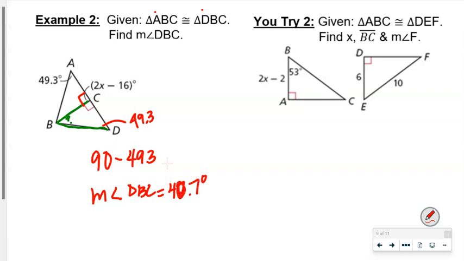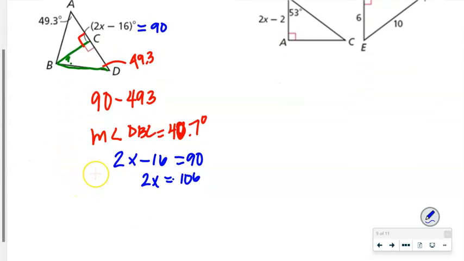All right, now I also want to talk to y'all about X, because sometimes we're going to ask you for that. So if I asked you for X, okay, then we're going to set this equal to 90, aren't we? So if we do 2x minus 16 equals 90, then we're going to add 16 to both sides. So that's 2x equals 106, and half of 100 is 50, and half of 6 is 3, right? So x is equal to 53. Okay?